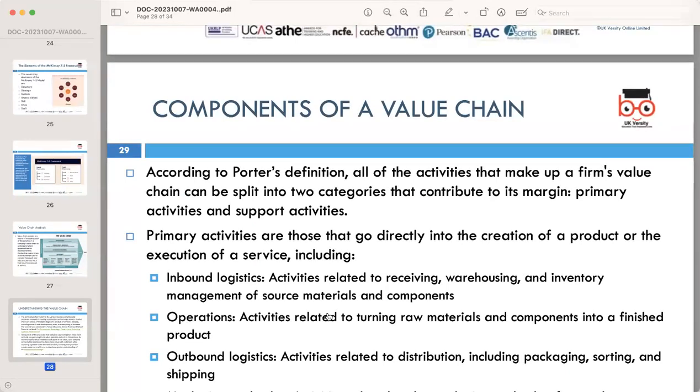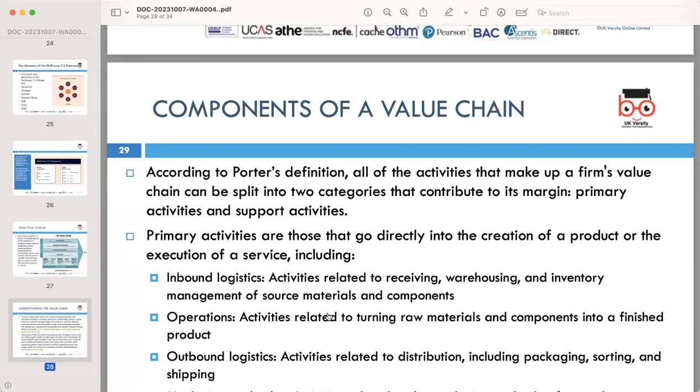Okay, so according to Porter's definition, all of the activities that make up a firm's value chain can be split into two categories that contribute to its margin: primary activities and support activities. Primary activities are those that go directly into the creation of a product or the execution of a service, including inbound logistics: activities related to receiving, warehousing and inventory management of source materials and components.